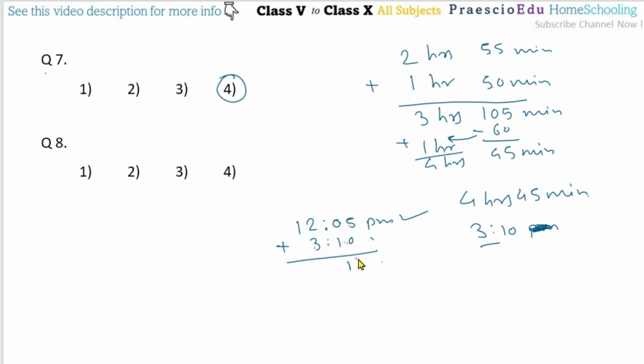So 12 plus 3 means it's 3 o'clock, because after 12 it starts again from 0, so after 12 comes 1 o'clock, then 2 o'clock and 3 o'clock. We can also do 12 plus 3 as 15 in the 24-hour clock, but in the 12-hour clock it's PM. So it's 3:15 PM, or we can say 15 minutes past 3 o'clock. This is given in option number 3. Thank you.